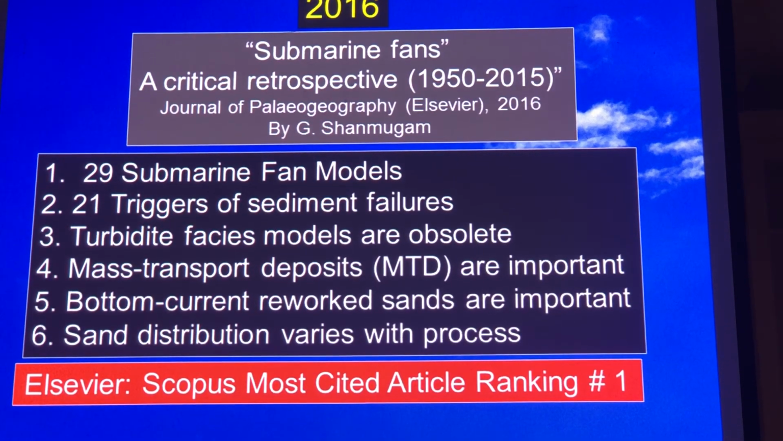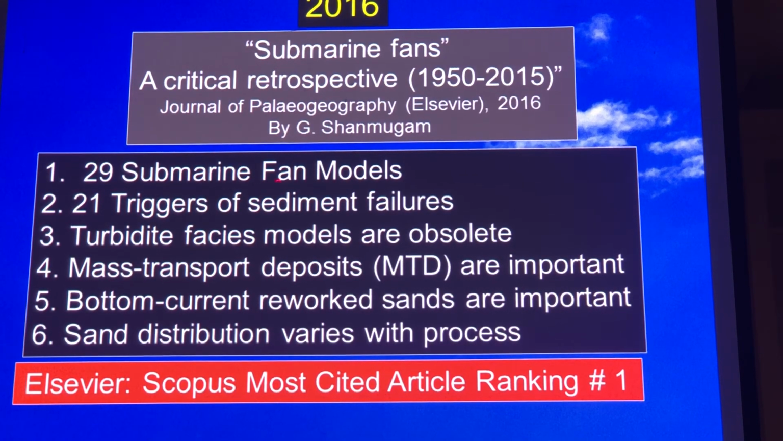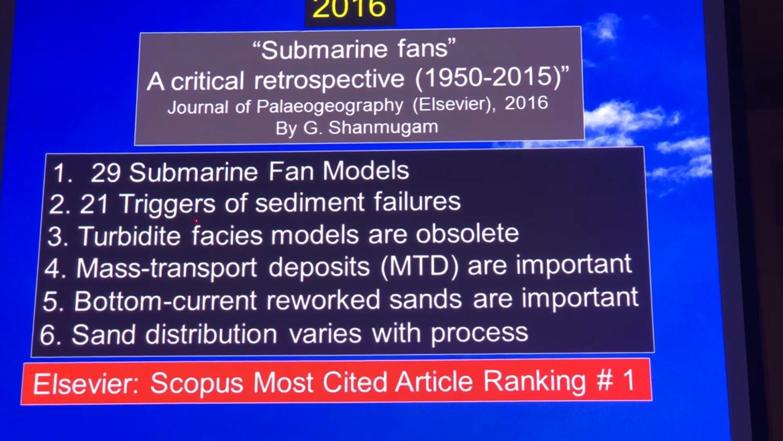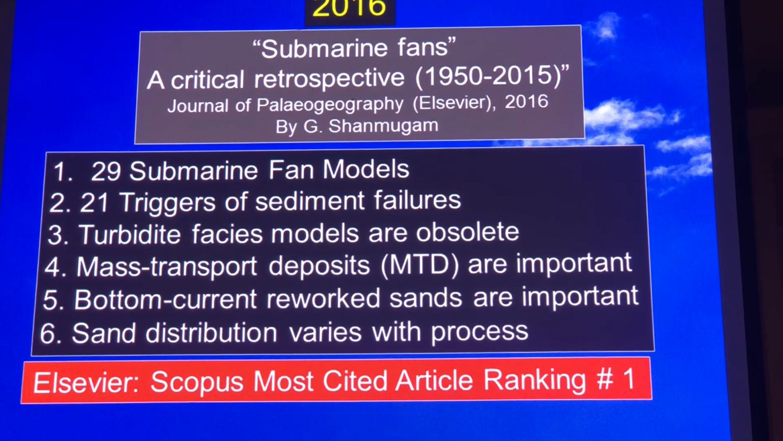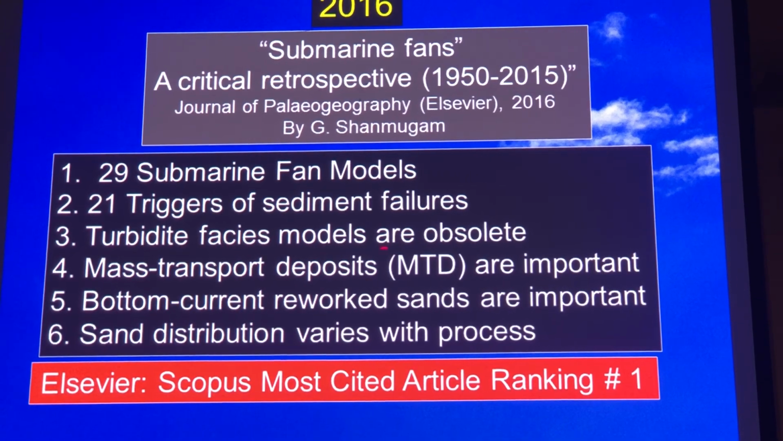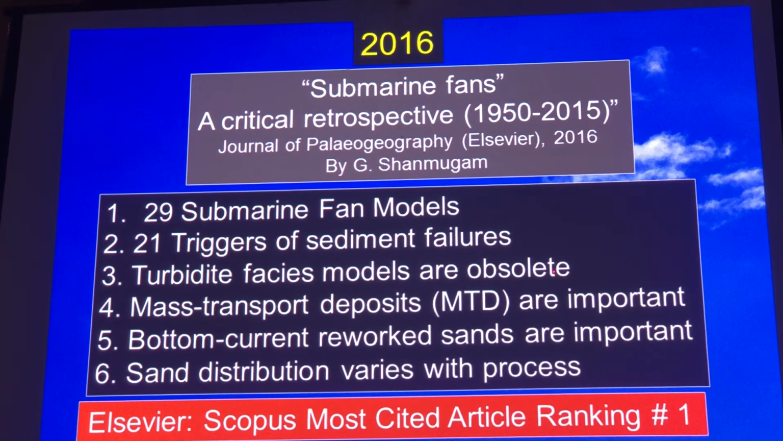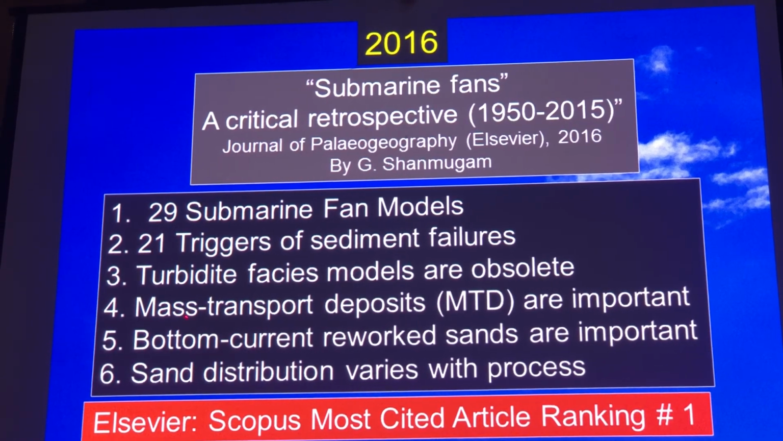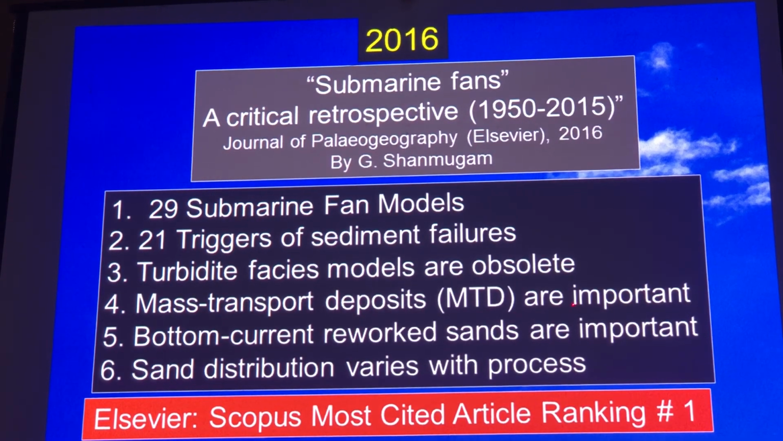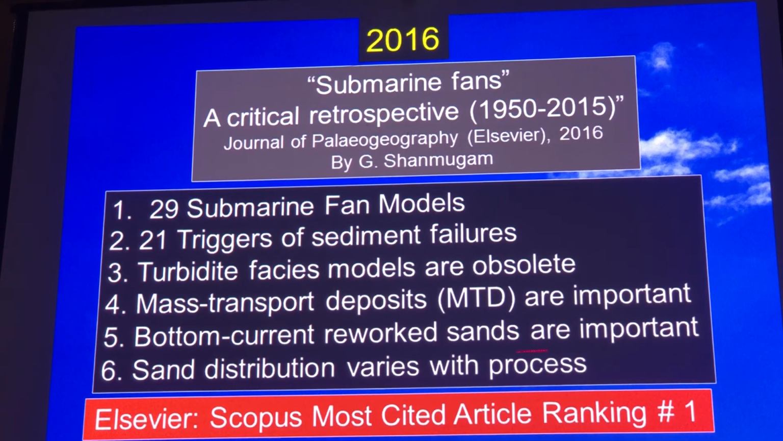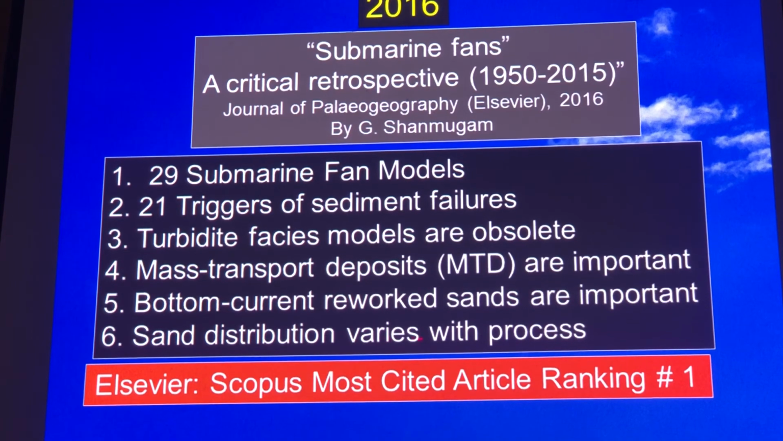And the conclusions are: there are 29 submarine fan models, if you follow all the publications, and 21 triggers of sediment failures. The turbidite facies models are obsolete. That is the Bouma sequence and other sequences. They don't mean anything. Mass transport deposits are important. Bottom current reworked sands are important. Sand distribution varies with process.